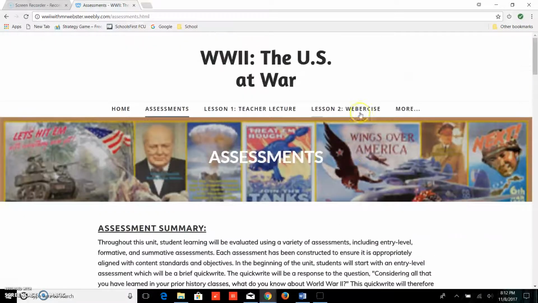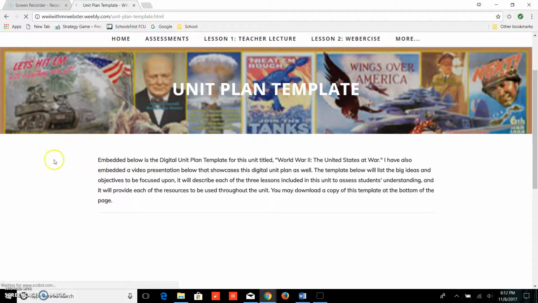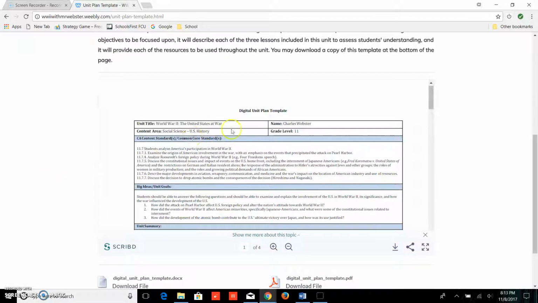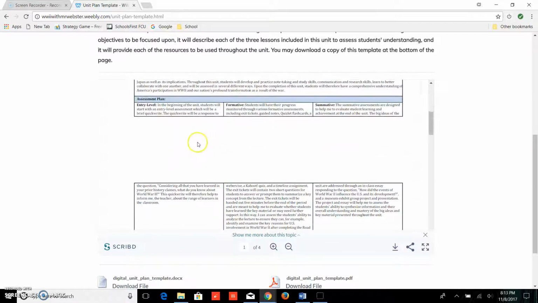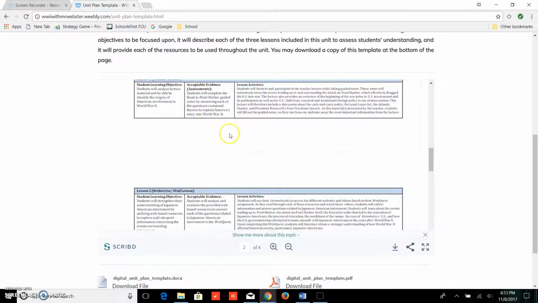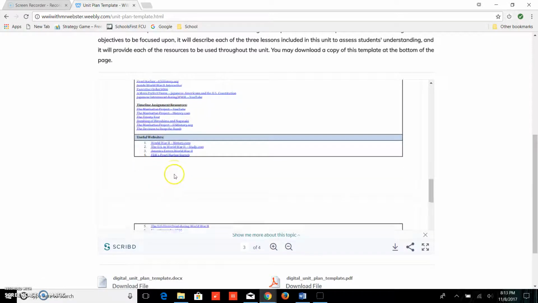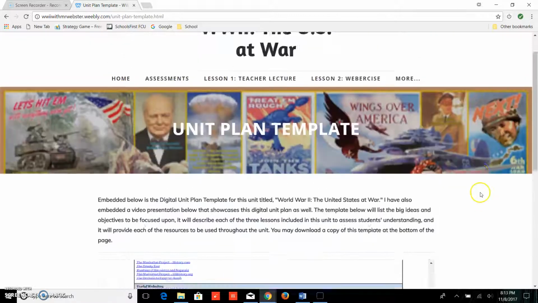And then over here at the very top, I have the unit plan template, which is embedded here. This is basically a condensed version of this website, explaining the unit goals, the summary, the standards, and each of the assessments and the learning objectives, and how I determine if they have achieved them, along with the resources that are used in each of the assignments, and some websites the students will be able to use in order to help them throughout the unit.